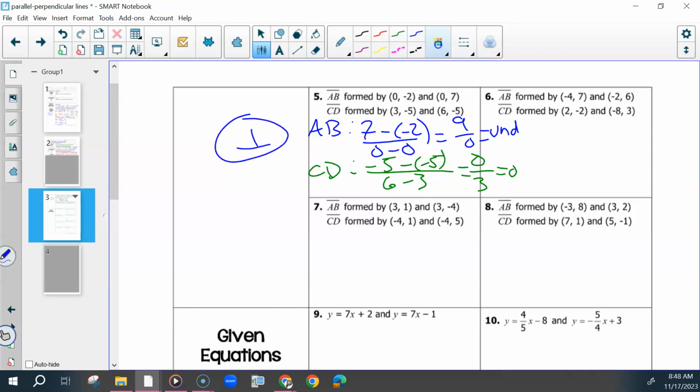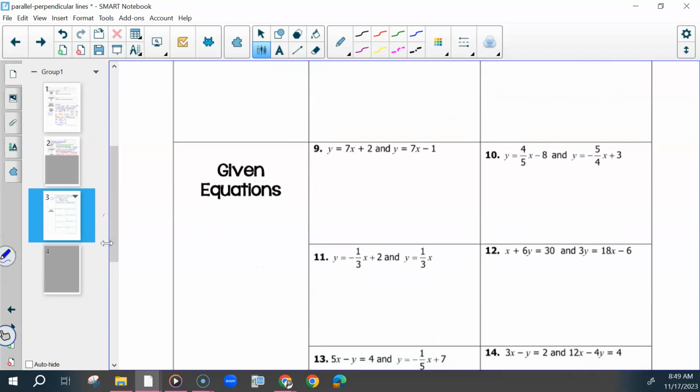These will be trick questions because they will not look the same, but you have to know to keep simplifying. Now, if they were both undefined or both 0, then yes, they would be parallel. If it was 0 and something else completely, like 0 and 3, or undefined and 2, those are neither cases. Right? So not only do you need to be able to recognize parallel, perpendicular, neither from slopes, from points, but also from equations.